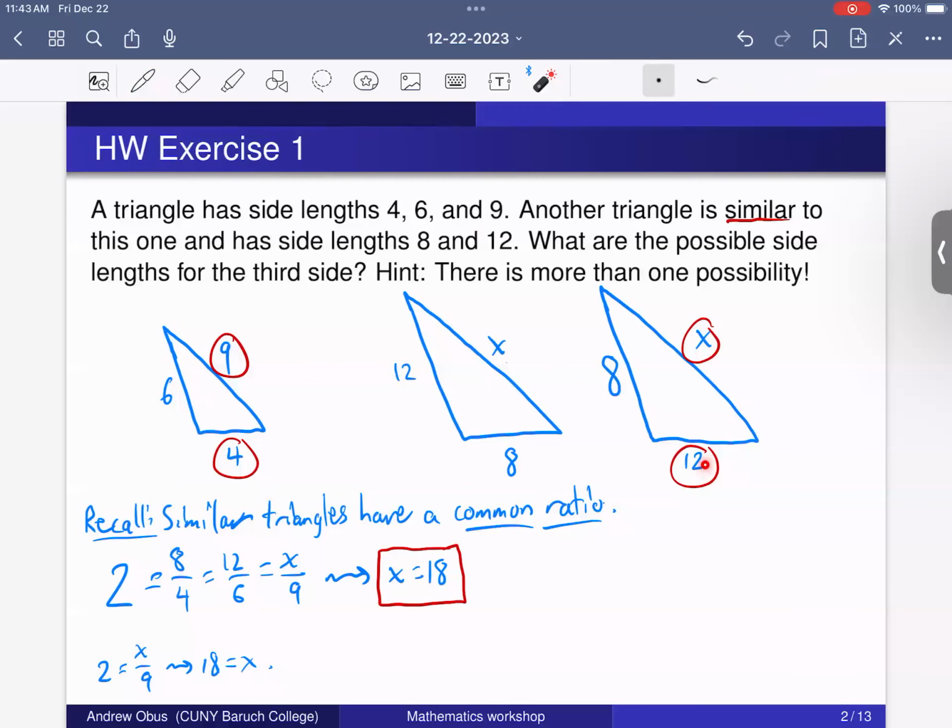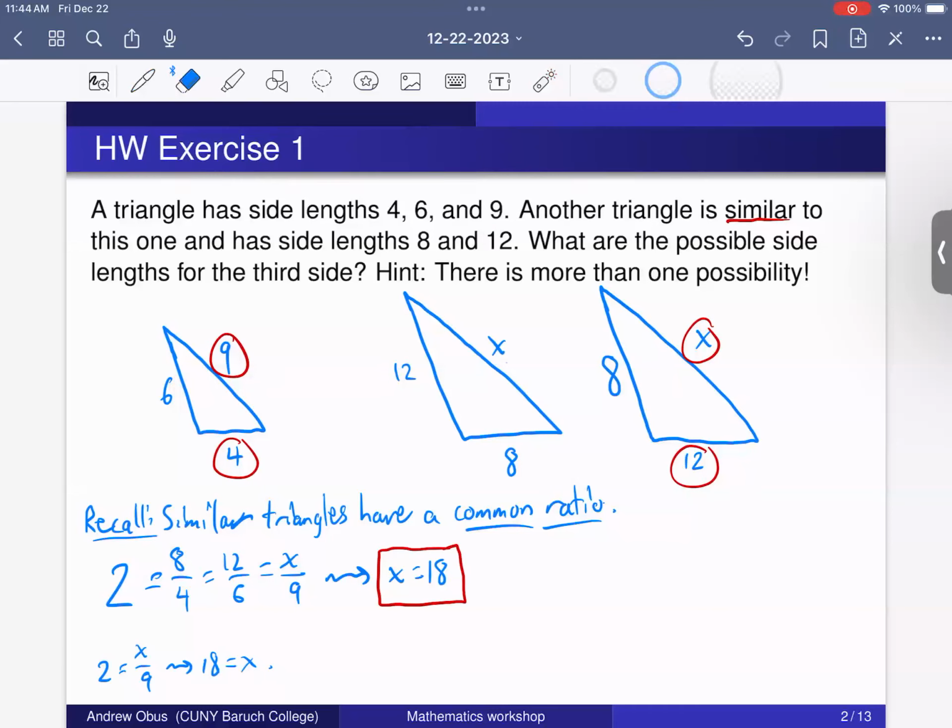And then the problem is, look at this. 12 to 4 is a ratio of 3. But 8 to 6 is not a ratio of 3, right? So that means that if I label the triangle like this, then these two triangles are not similar. So I can't have a 12 and then an x, right?